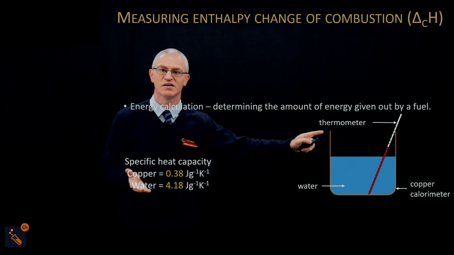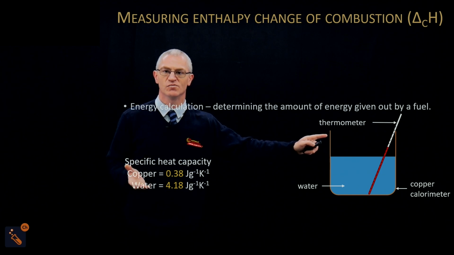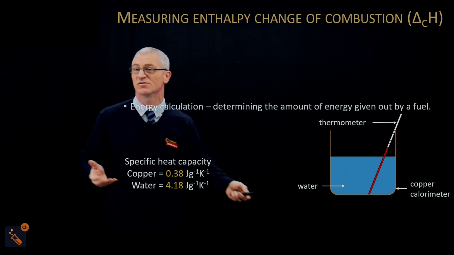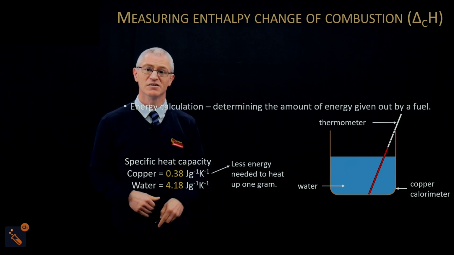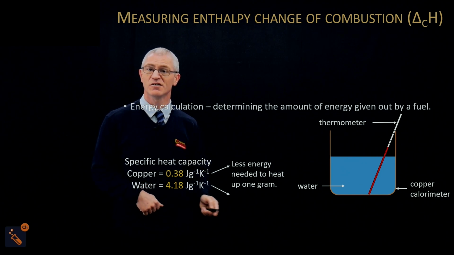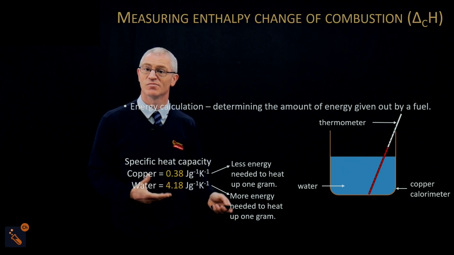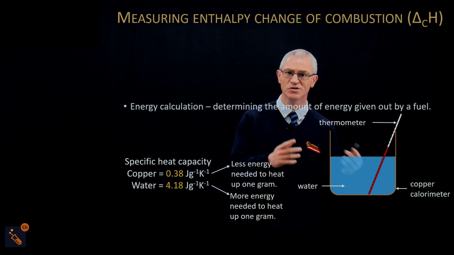So if I wanted to heat this 1 gram of this copper up by 1 Kelvin or 1 degree Celsius, it would be 0.38 joules. That's not a lot. That's hardly anything compared to that. So less energy is needed to heat up 1 gram of copper, and more energy is needed to heat up 1 gram of water. So why is that important?